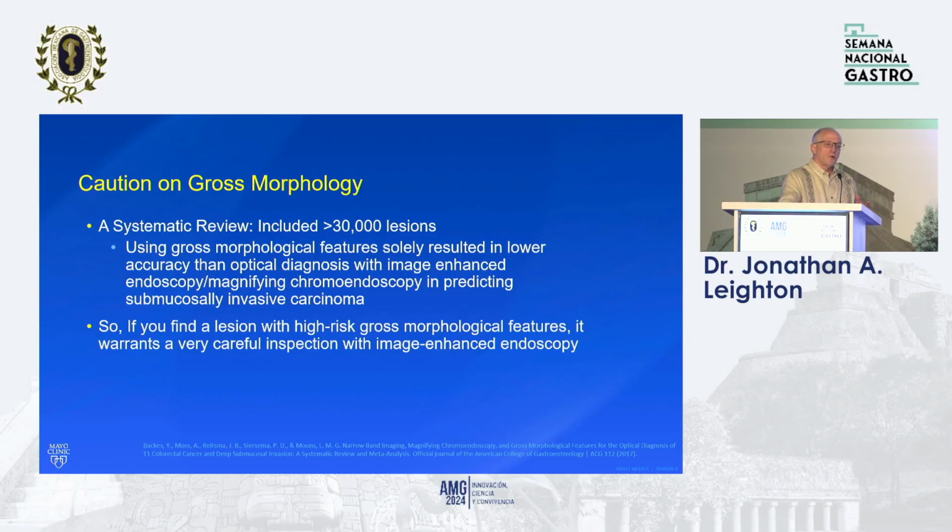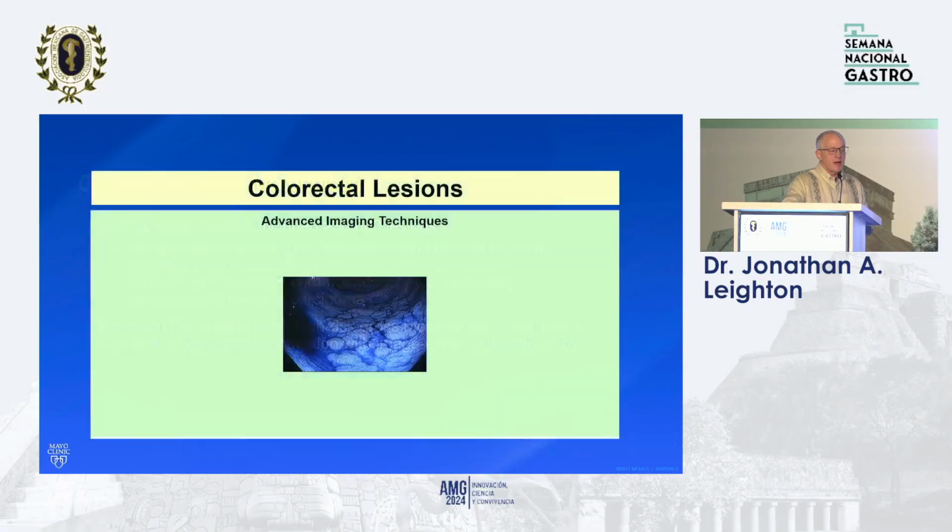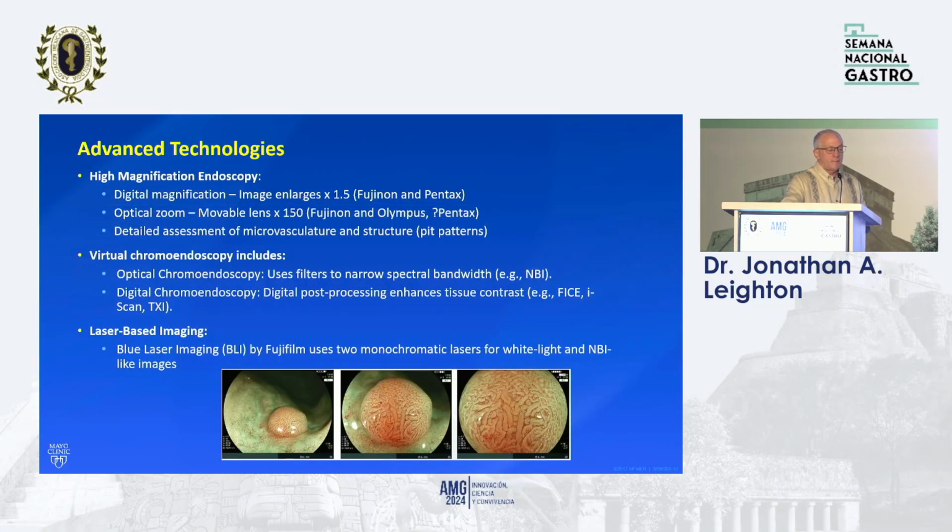Now, there is a caution, though, when you use the Paris classification: in this systematic review, using gross morphology alone resulted in lower accuracy than optical diagnosis with image-enhanced endoscopy in terms of predicting submucosally invasive cancer. So if you find a lesion with high-risk gross morphology, it really requires an inspection with image-enhanced endoscopy. So let's talk about image-enhanced.